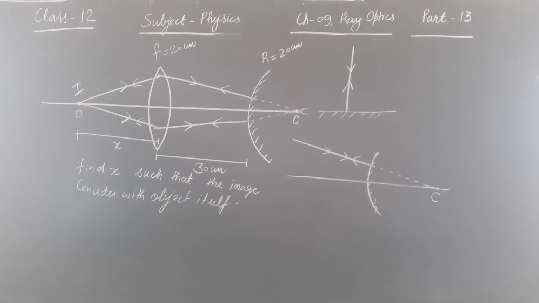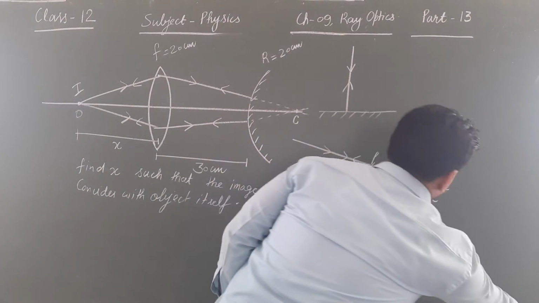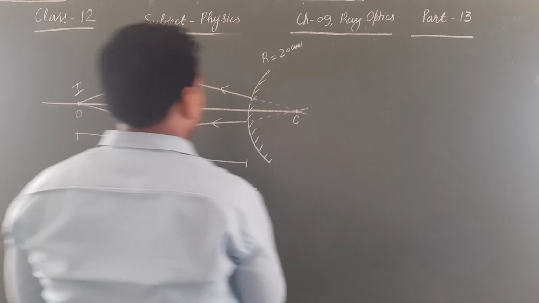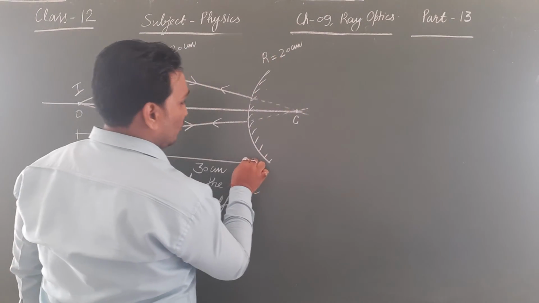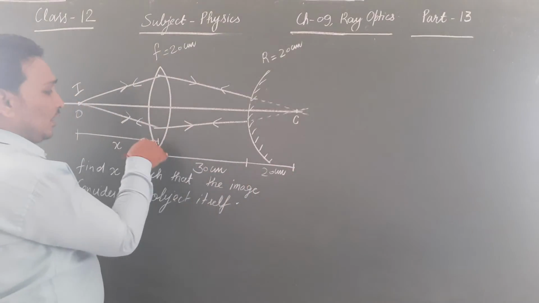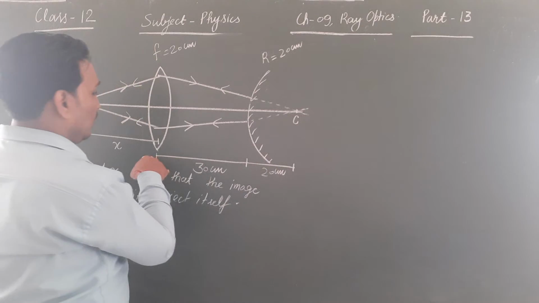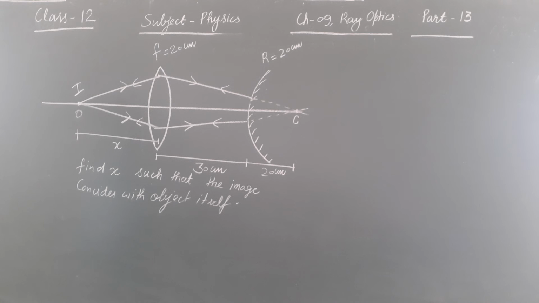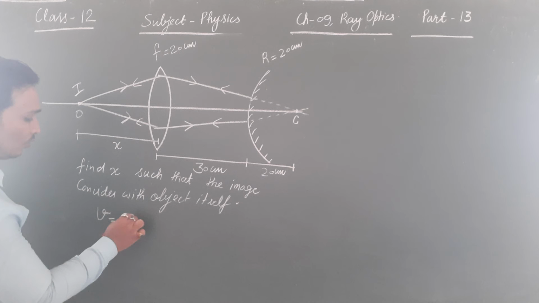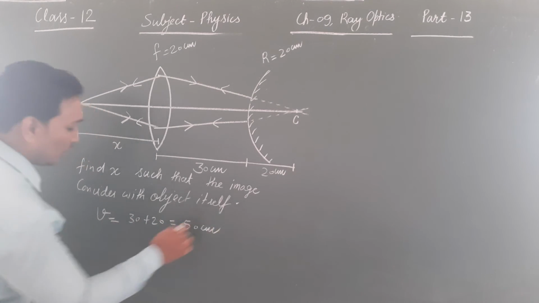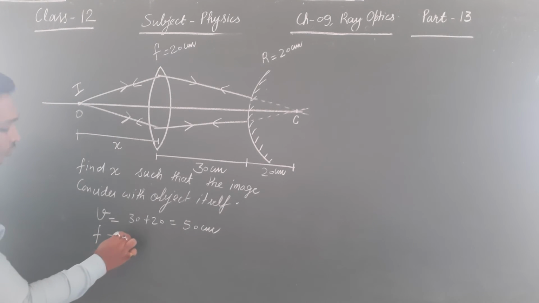So we have got enough hints to solve this question. Now you must be knowing that if this radius of curvature is 20 centimeters, from here till here it must be 20 centimeter only. So for this convex lens, the image should be formed at 30 centimeter for the mirror, and then after that 20 centimeter from mirror to center of curvature. So image distance for the lens should be 30 plus 20, obviously it is going to be 50 centimeter. The focal length of the lens is 20 centimeter.